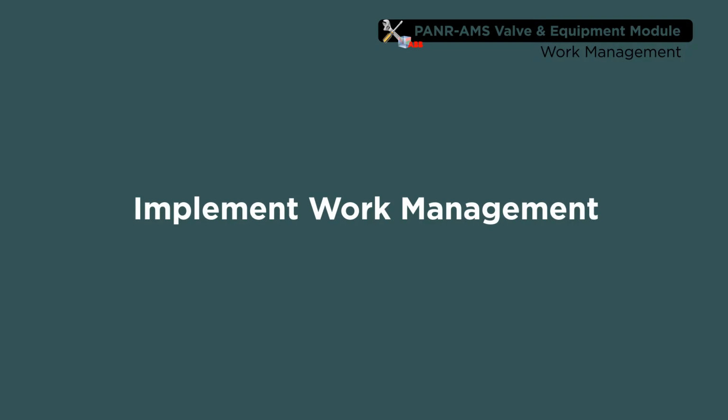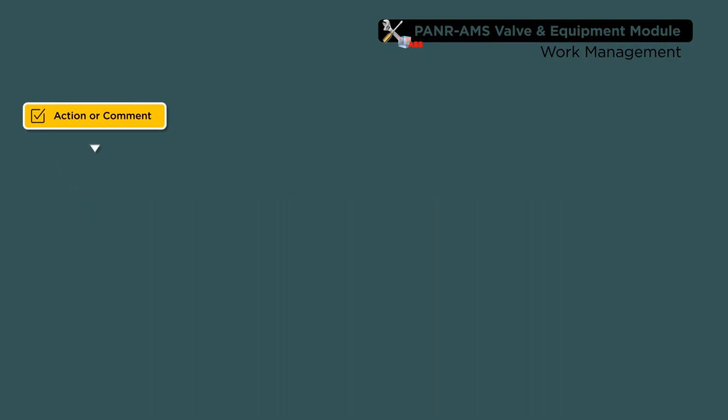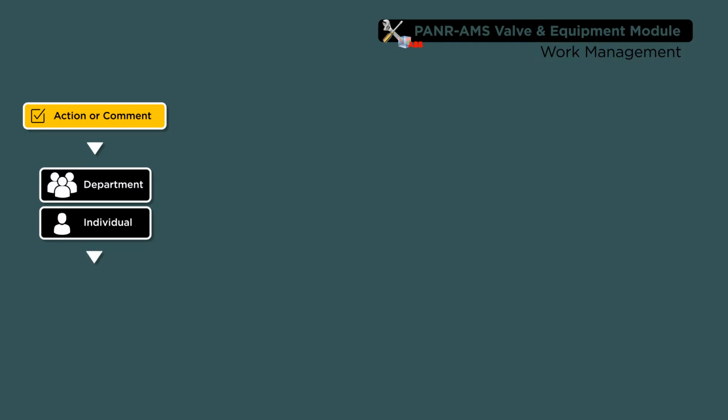To implement work management, users are able to place action or comment on a single valve or equipment. The action or comment can then be further grouped by department, individuals, and even further grouped by line of business such as electrical, mechanical, etc. This approach makes sure bottlenecks come to surface quickly and challenges are addressed promptly before equipment work reaches critical path.